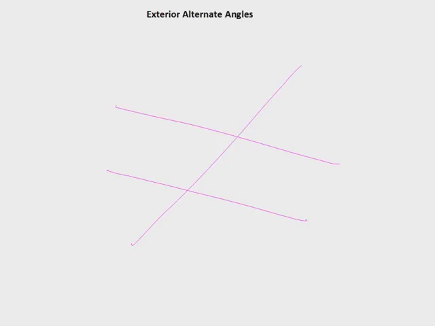Next, exterior alternate angles. So here are my two parallel lines, L and M. Remember, these were the interior angles. These will be the exterior angles, these four. Let's call them A, C, B, D. Again, exterior alternate, so on opposite sides of the transversal. So A and B are exterior alternate angles, and C and D are exterior alternate angles. They are outside the two parallel lines and on opposite sides of the transversal.